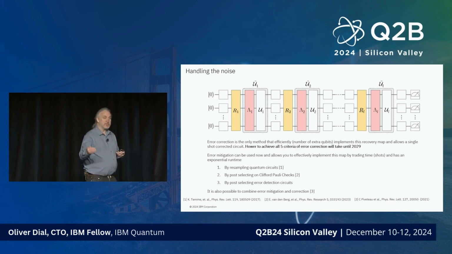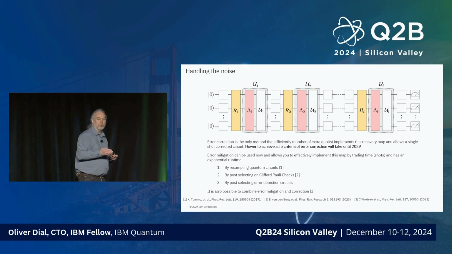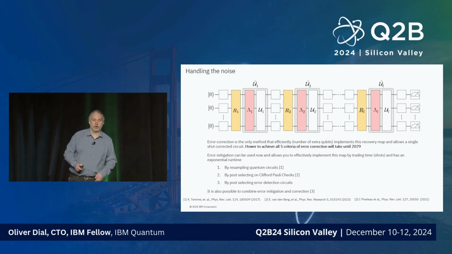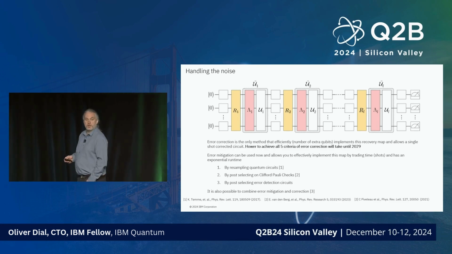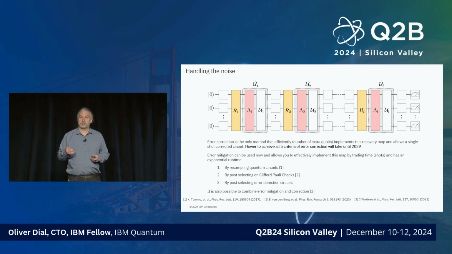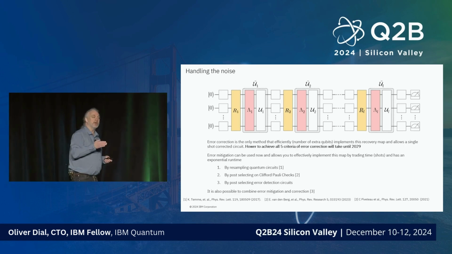Techniques like probabilistic error cancellation, probabilistic error amplification, and tensor network techniques fall in that category. You can post-select on checks, like coherent Pauli checks and Clifford Pauli checks. Or finally, you can post-detect on different types of error detection circuits. My colleague Mario will be talking about doing chemistry that way later in this conference. It's also possible, of course, to combine all of these things.